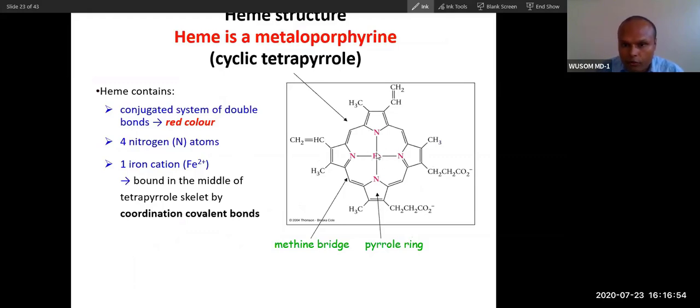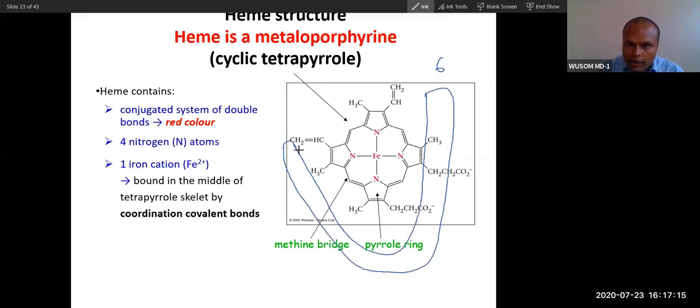It is the ferrous or ferric iron, and this iron is bonded with these 4, but it has a valency of 6. So 4 valencies are satisfied, but the other 2 valencies will be fulfilled by the protein in which this heme is bound. In the protein there will be histidine. So 2 histidines will bind with this. We will see about that.